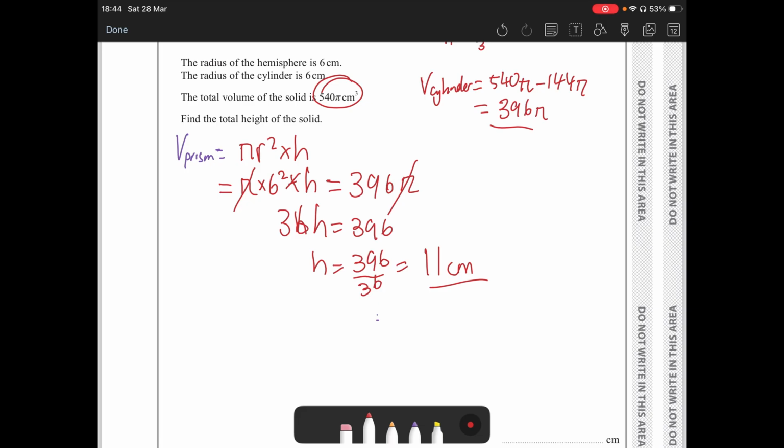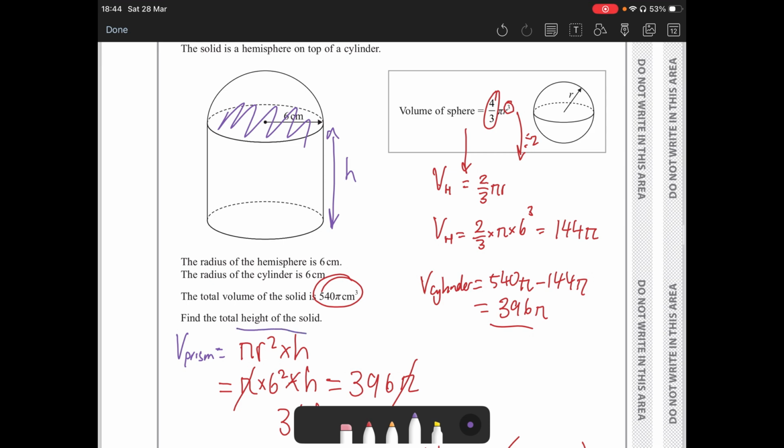Okay. If you got this far, well done. But wait, you are not finished. Why, you might ask? Because what does the question ask for? It wants the height of the solid. Not the height of the cylinder, but the height of the solid. So what have we just shown? We've just shown that this height, which I'll do in purple, is 11. But that's not the whole height, is it? There's more to this story.